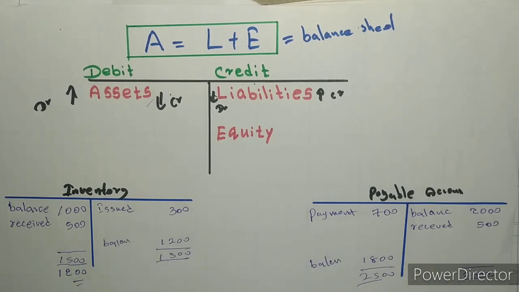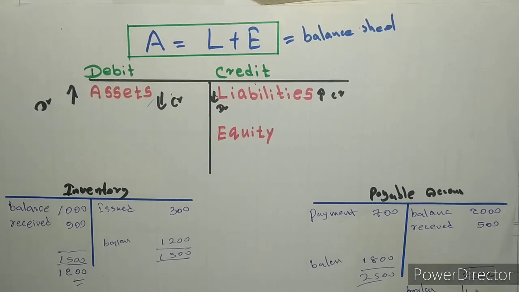At the end of the accounting period, you take the opening balance 2,000 credit, add the invoices of 500 credit and deduct the payment to suppliers of 700 debit to get to the new account balance of 1,800 credit.